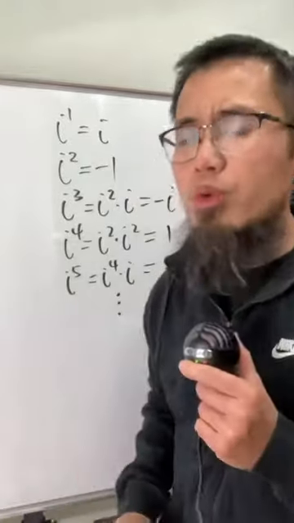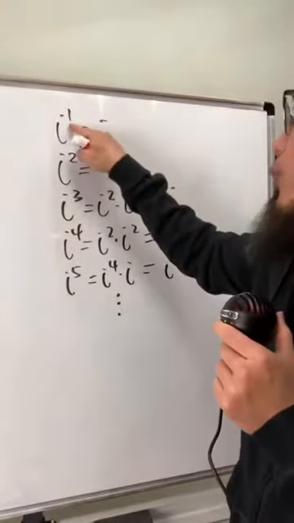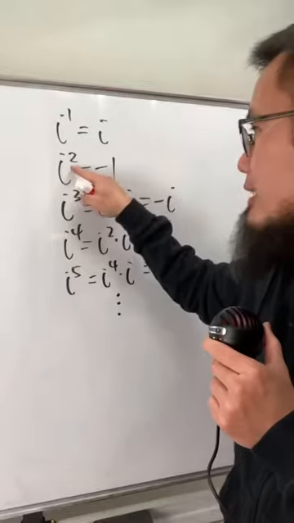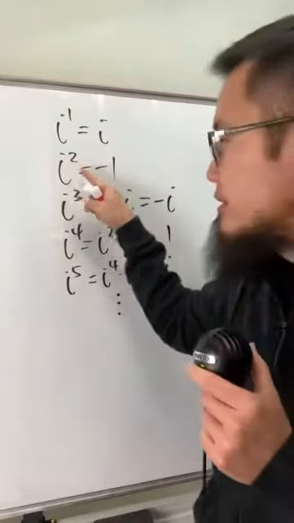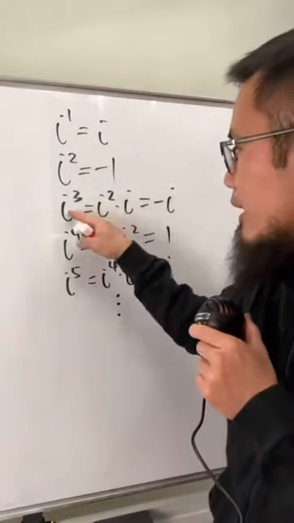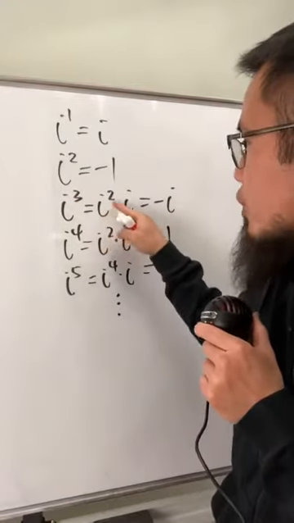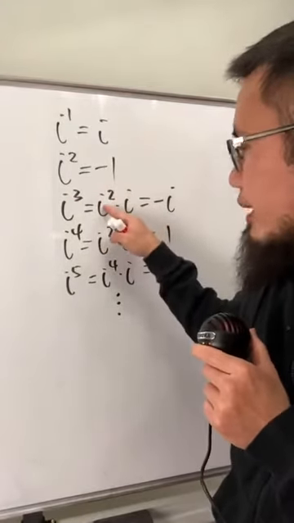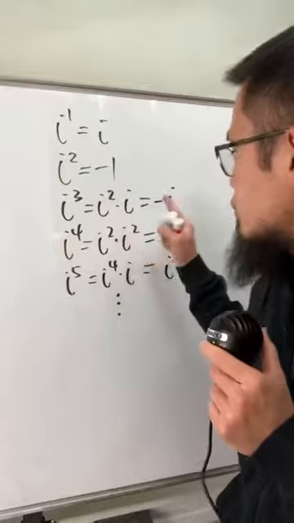I have a question for you. When we have i to the first power, that's just equal to i. When we have i squared, then by definition this is equal to -1. If we have i to a third power, we can look at this as i squared times i. This is equal to -1 times i, so we just get -i.